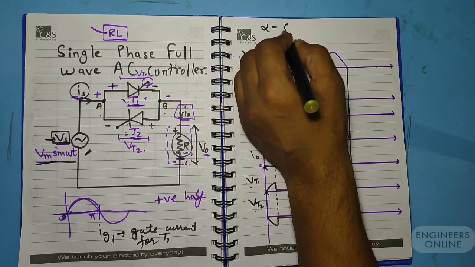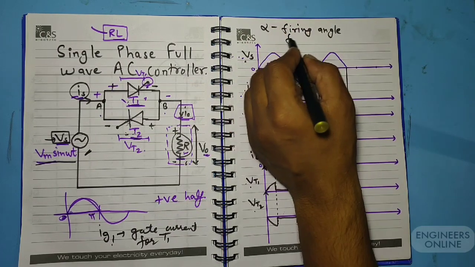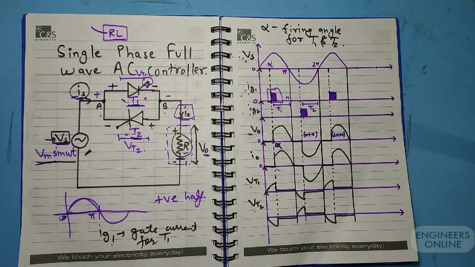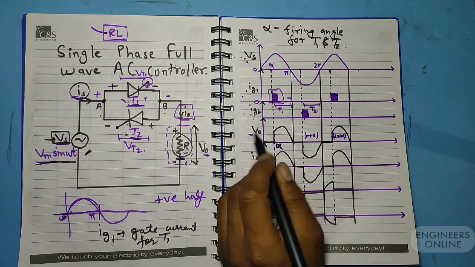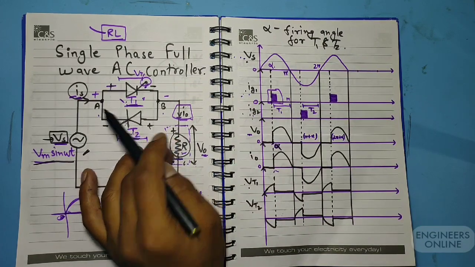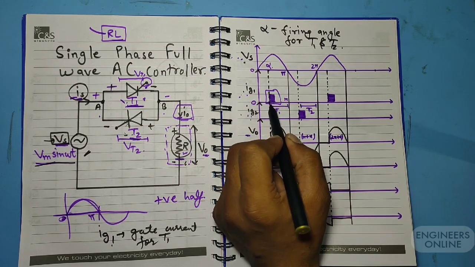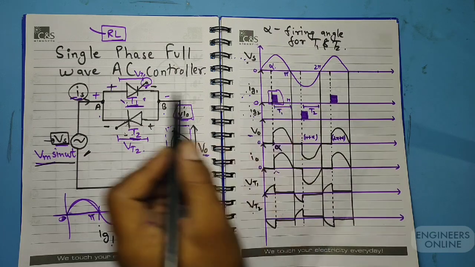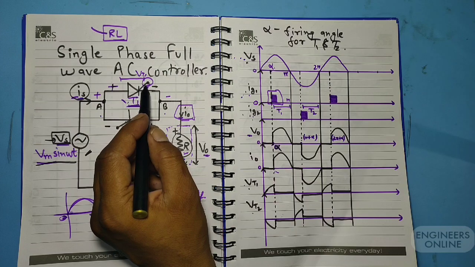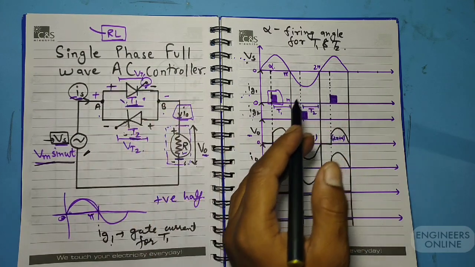Alpha is a firing angle. Firing angle for what? Firing angle for thyristors T1 and T2. So from 0 to alpha, there is no voltage and no current across this load. But at angle alpha, we provide the gate current or triggering pulse to this thyristor.